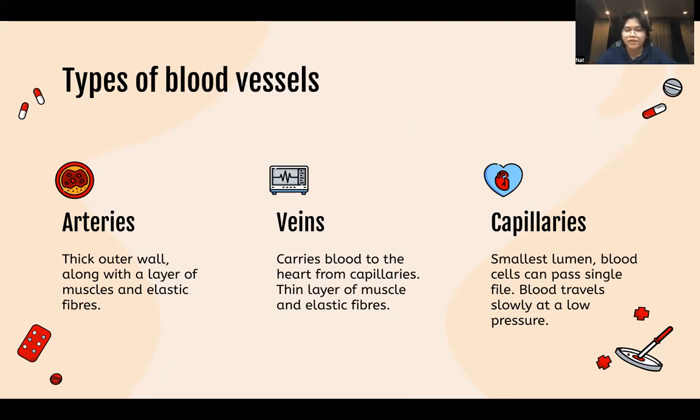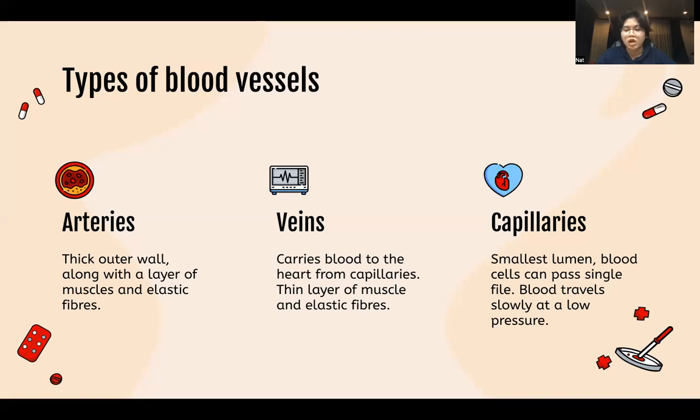And all of these blood vessels have lumens, which is the tube that the blood actually flows through. The arteries have a thick lumen in order to support the high pressure. Veins carry blood back from the body to the heart, and therefore they have a thin layer of muscle and elastic fiber because the blood doesn't have a high pressure. And veins also have valves, which prevent the backflow of blood.